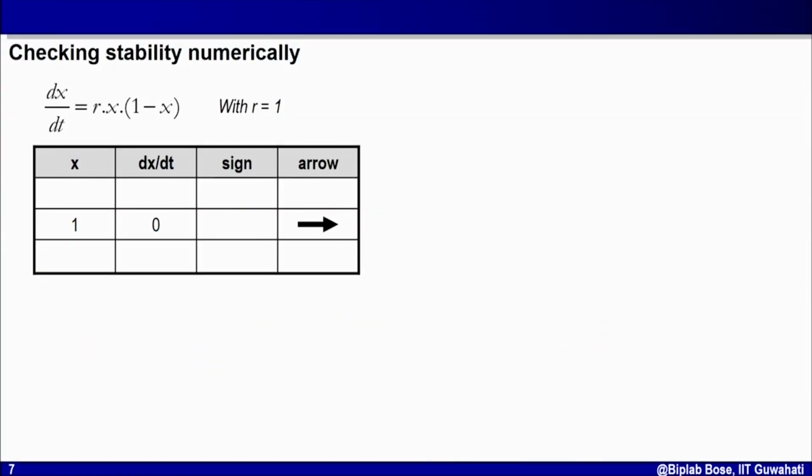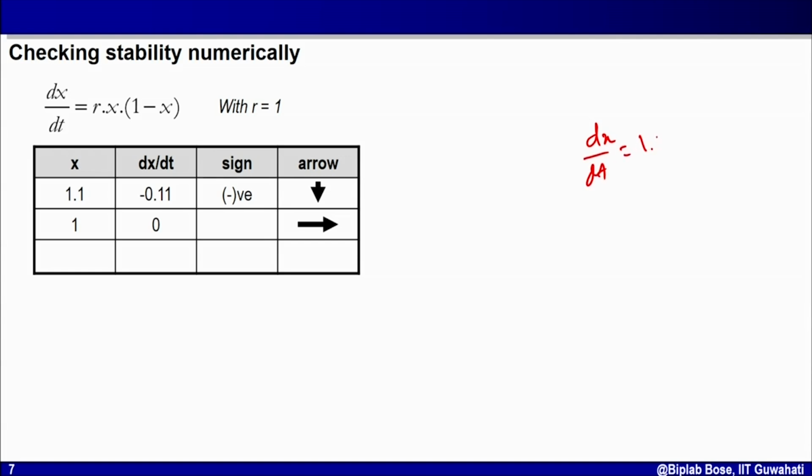If you remember, another steady state for this ODE is x equal to 1. So I put in the middle row x equal to 1. dx dt, the derivative of that will be obviously equal to 0. And I put an arrow which is horizontal here because dx dt is 0. Now I will take a value slightly higher than 1. So what can I take? I have taken x equal to 1.1.